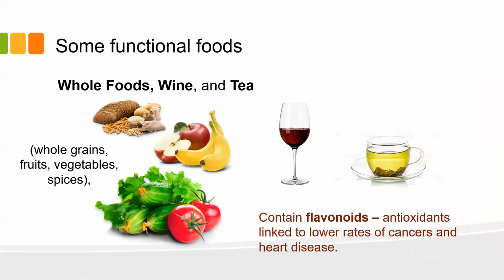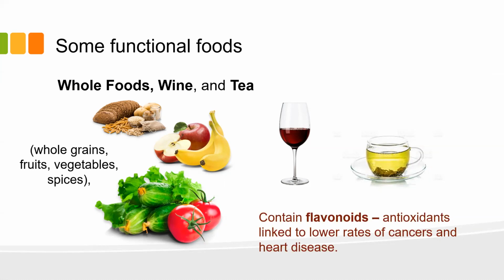So what I want to do now is just talk about some of these foods, these functional foods. There's a whole bunch out there, but the ones listed here have some science behind them. It may not be entirely conclusive, but it's worth talking about them, because there's a lot of connections. You can see this first category is whole foods, wine, and tea. Certain of these foods contain a decent amount of flavonoids.